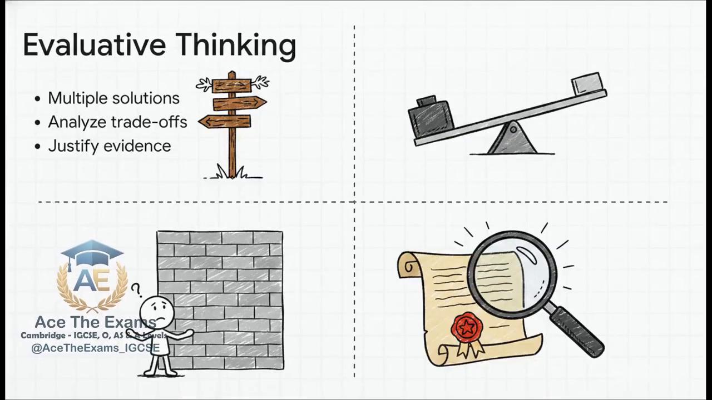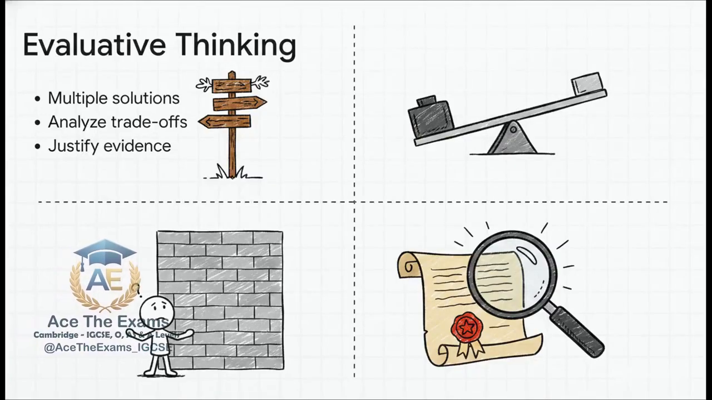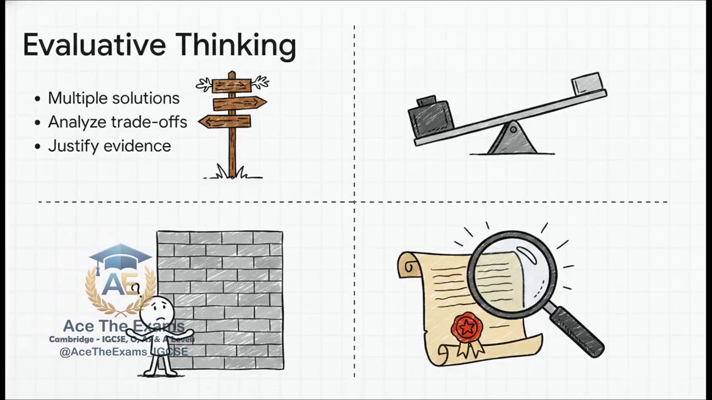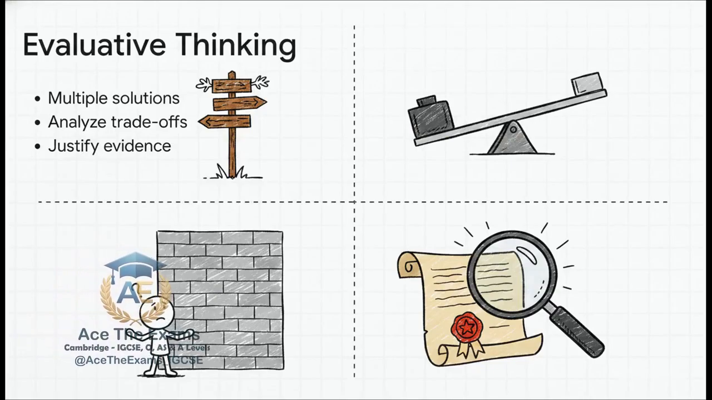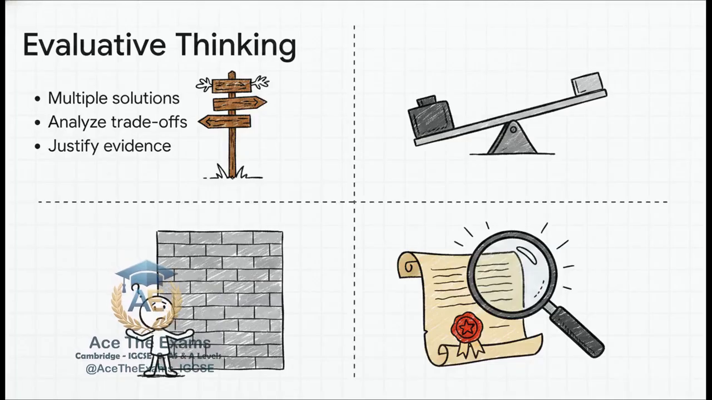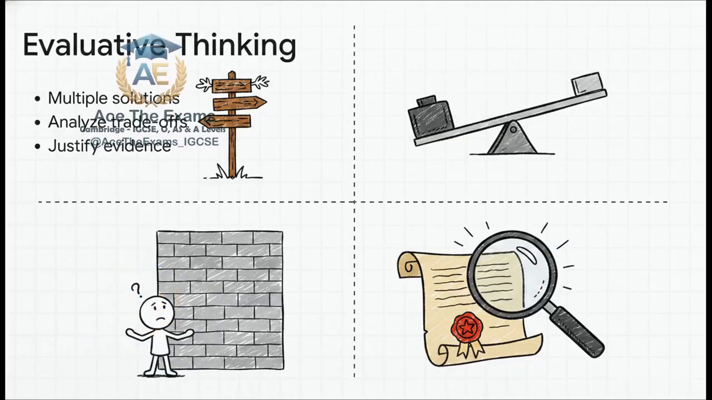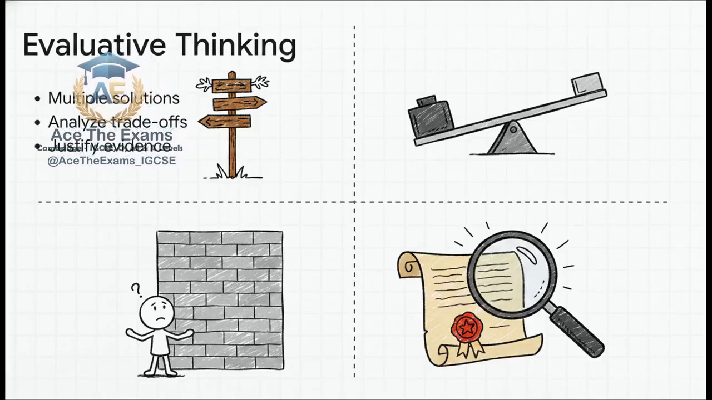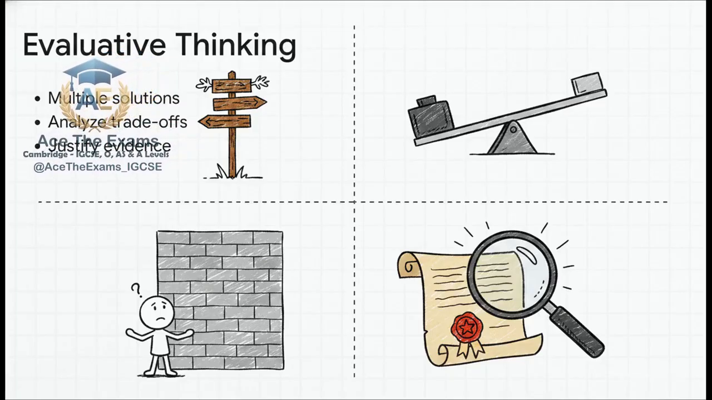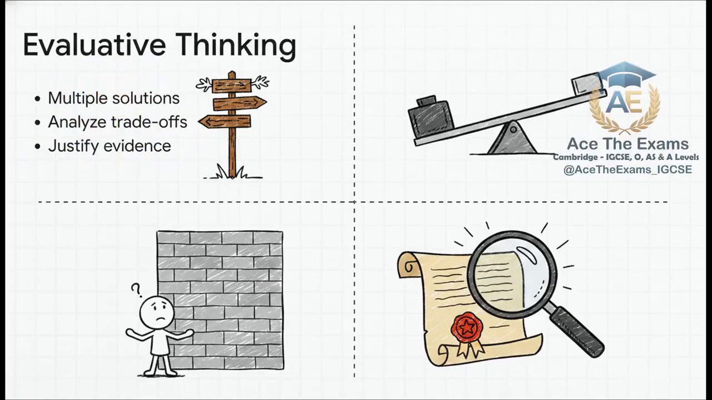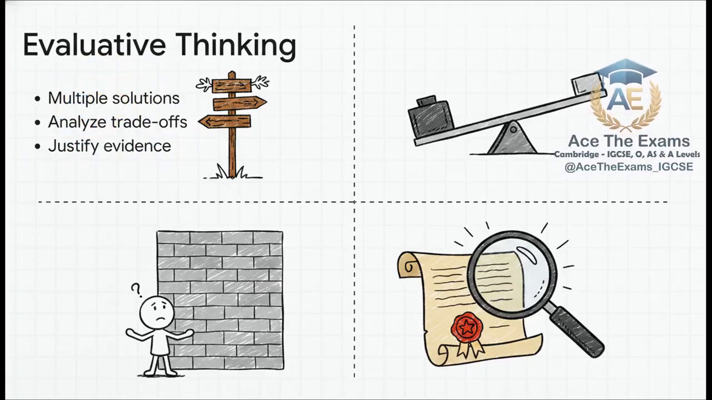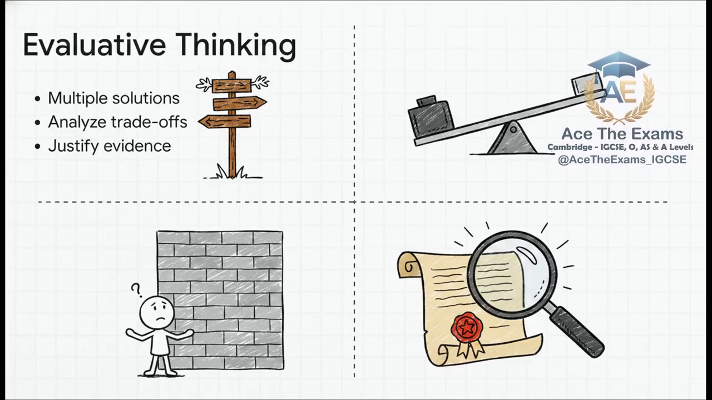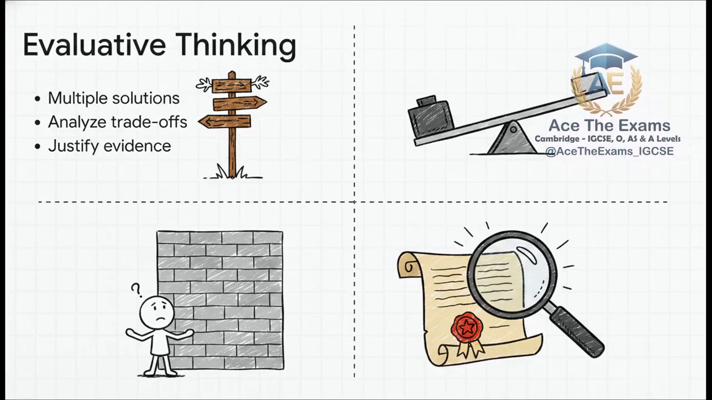Let's consolidate what evaluative thinking actually looks like. Challenge number 3, speed writing. You've got 30 seconds on the clock to mentally draft a perfect paragraph based on these 4 exact actions. Go. First, consider multiple solutions. Second, analyze the trade-offs between them. Third, acknowledge the limitations of your own proposed solution. And fourth, justify every single decision with evidence. Time's up. If you structure your answers using those 4 pillars, you are effectively separating yourself from a standard passing grade and moving straight into exceptional territory.